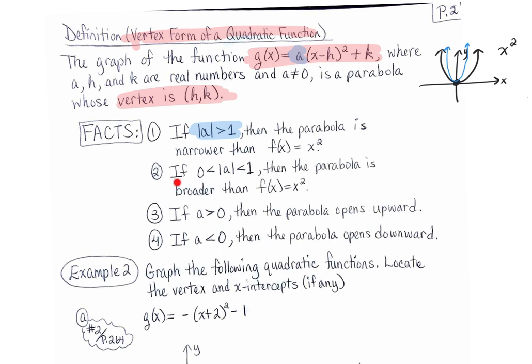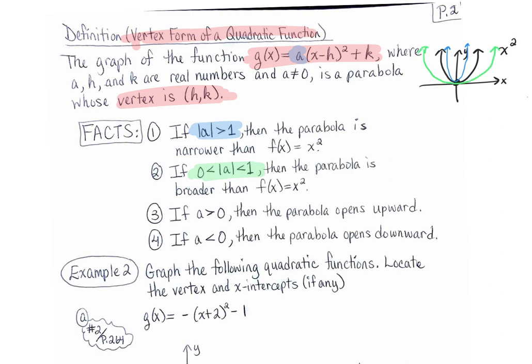okay? If the absolute value of a is between 0 and 1, so in other words, if it's a fraction that's less than 1 or a decimal less than 1, then what's happening here, I'll use green, then the parabola is broader than f of x equals x squared. So what's happening is, you imagine taking your arms here and pressing them down, which is going to make this graph wider, right? It's going to make it wider because you're pressing that down.